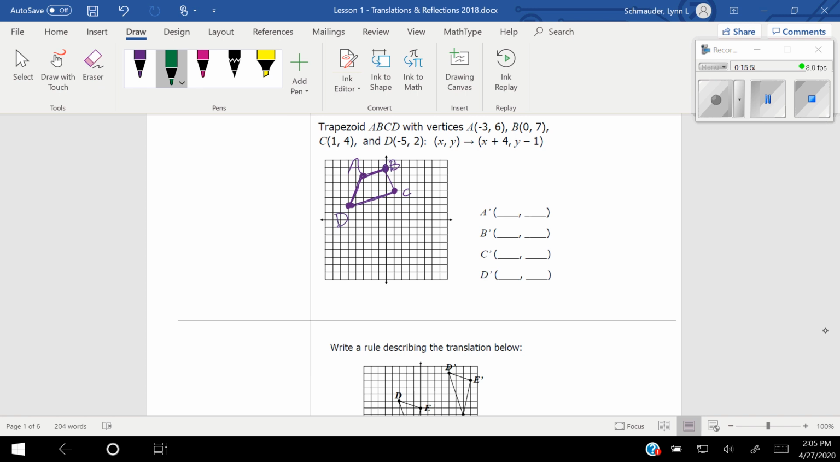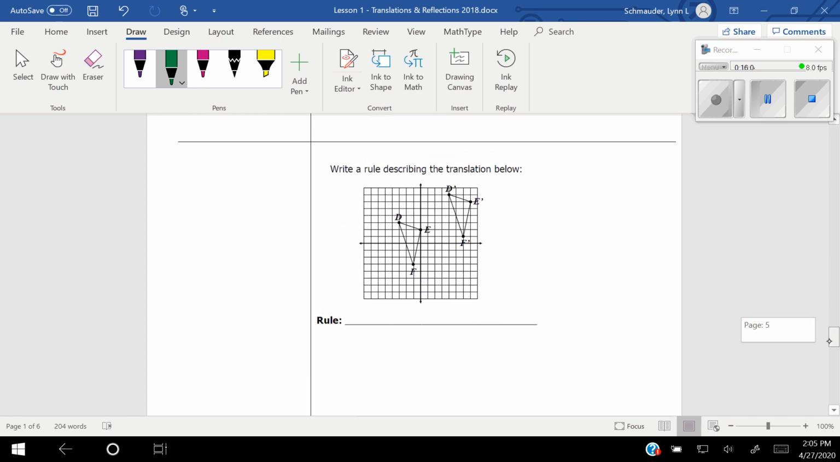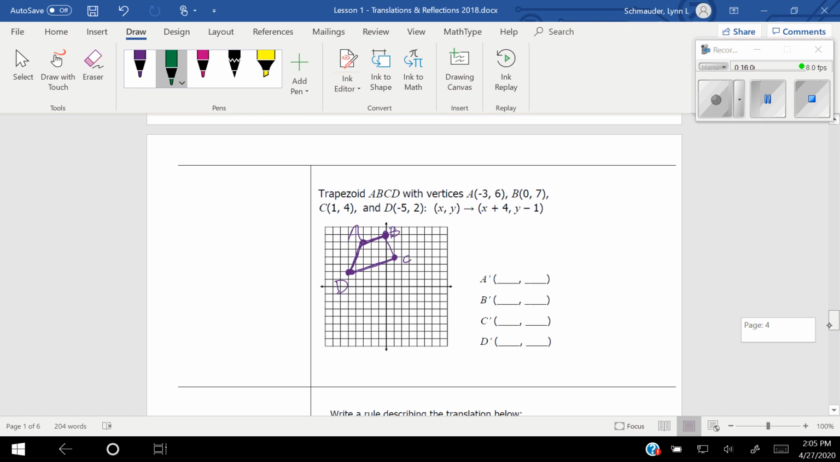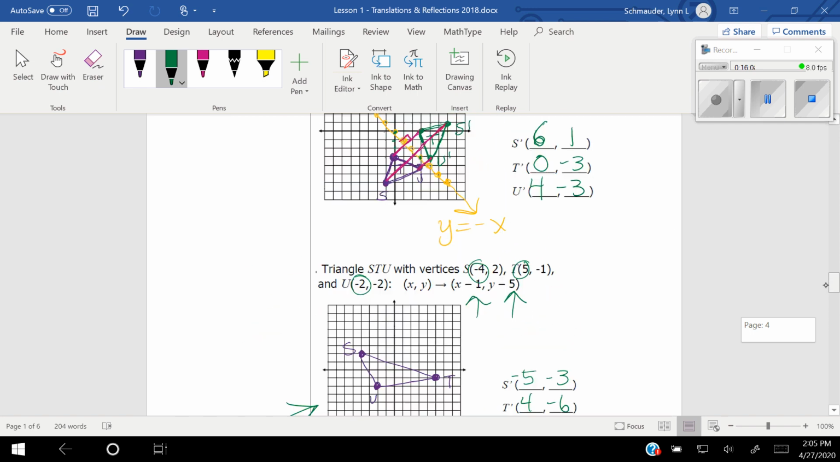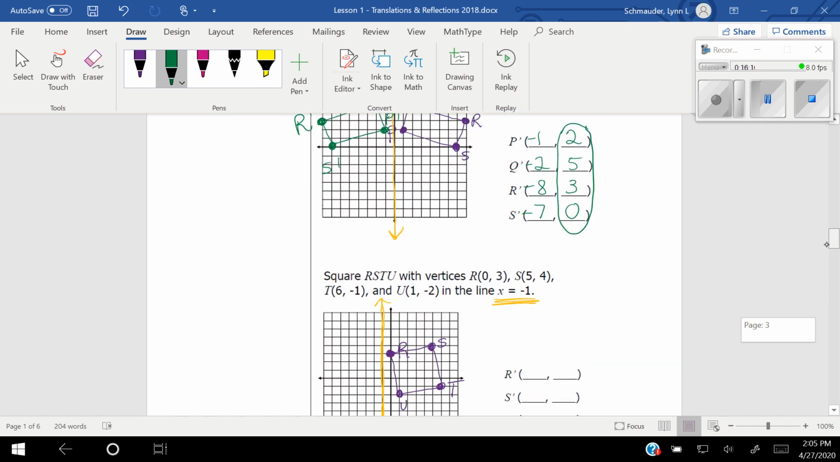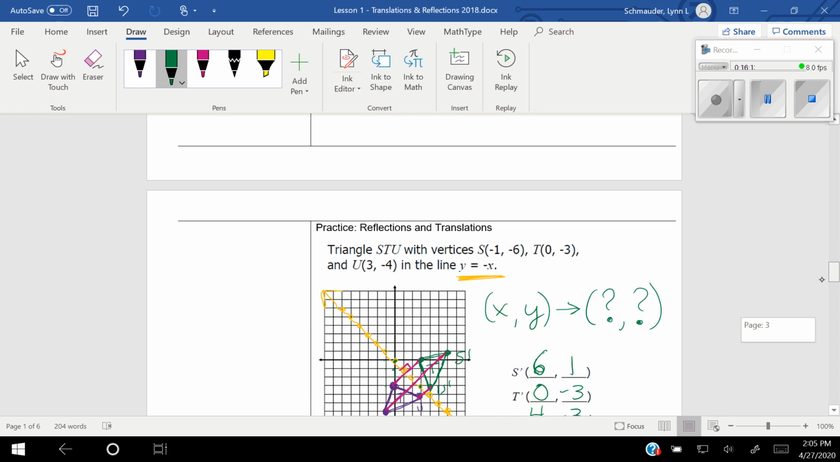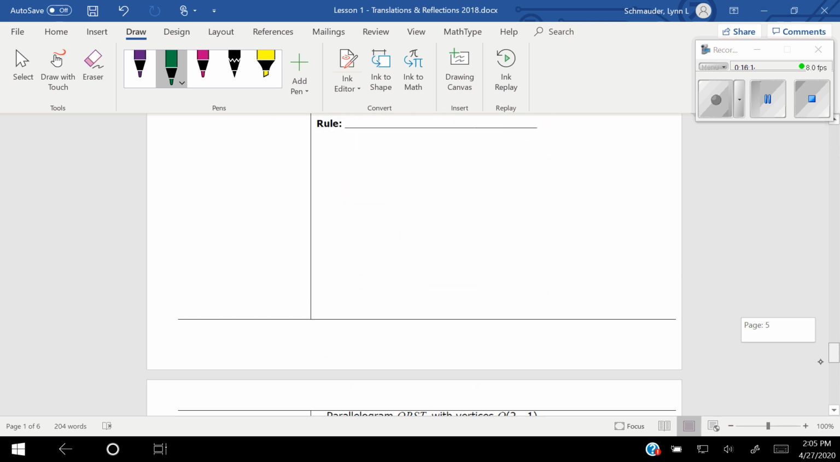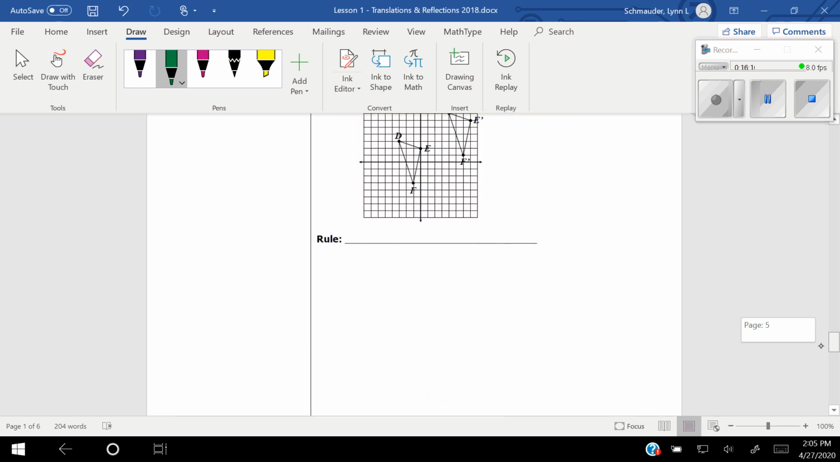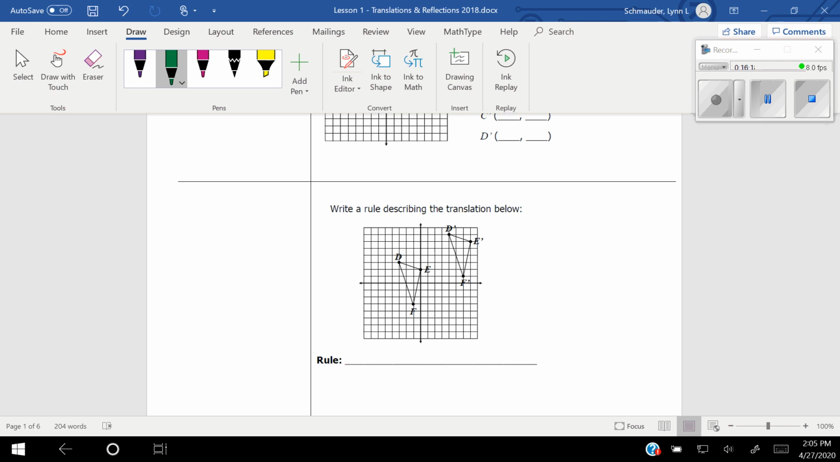Okay, again, here's another translation. I want you to pause here and do that one. And I'll come back and put the answer in for you. Let's go on down here and let's see what we got to do. I feel like I skipped something. Didn't I skip something? Oh yes, they're over there. Okay, this one says write a rule. Write a rule for the translation.